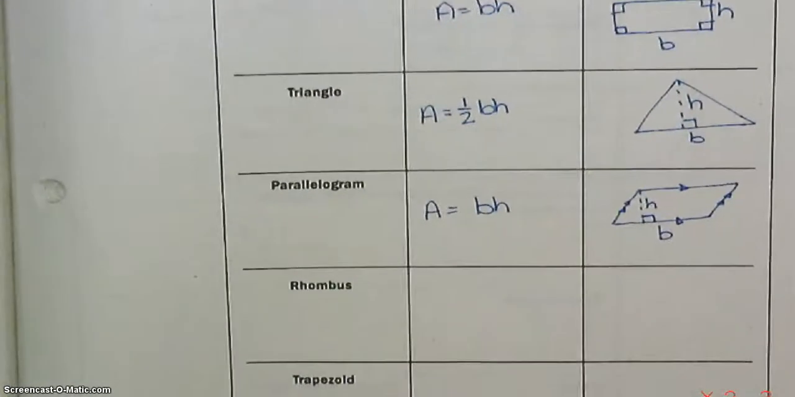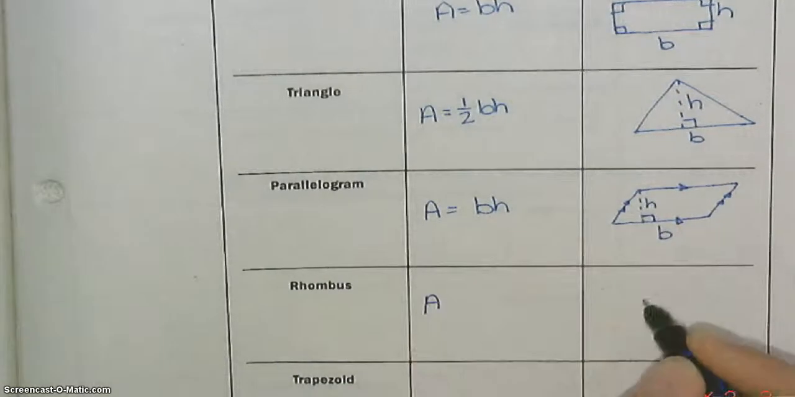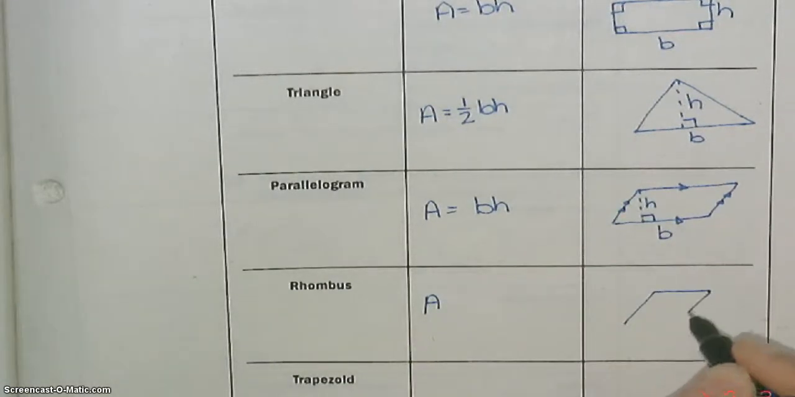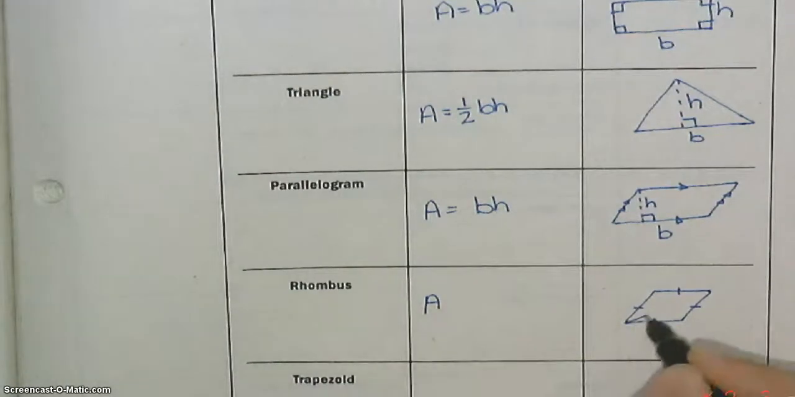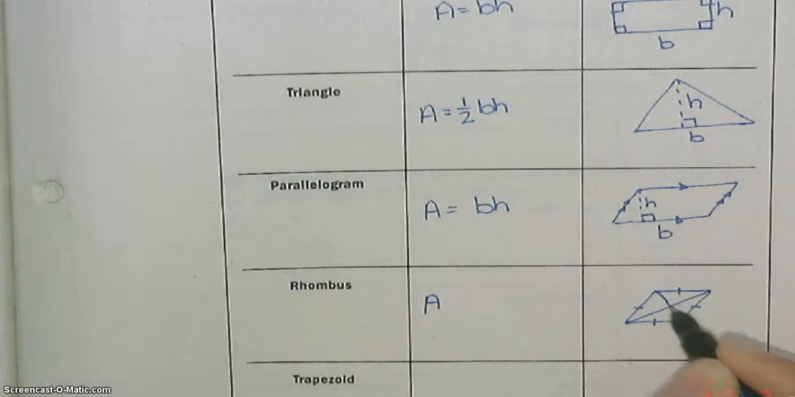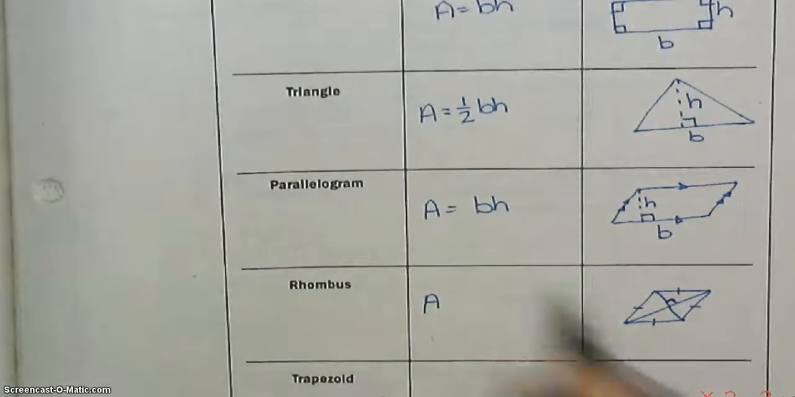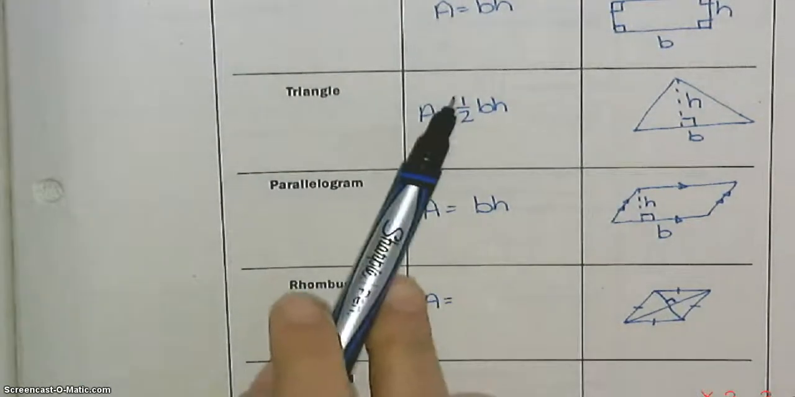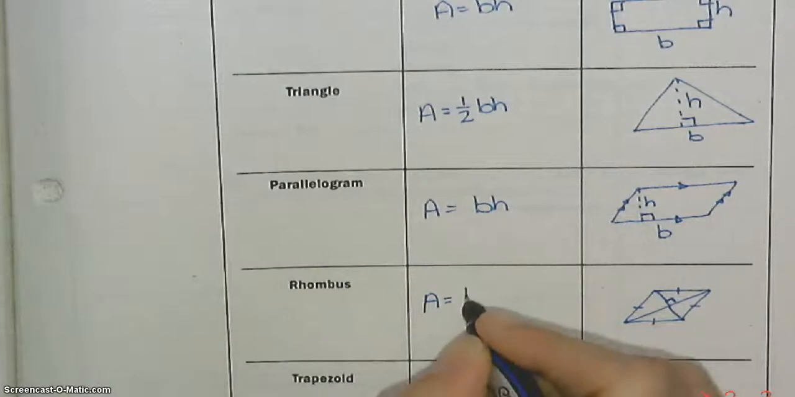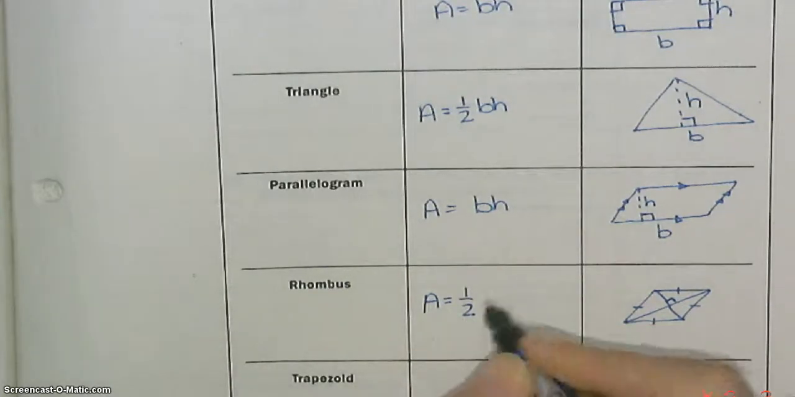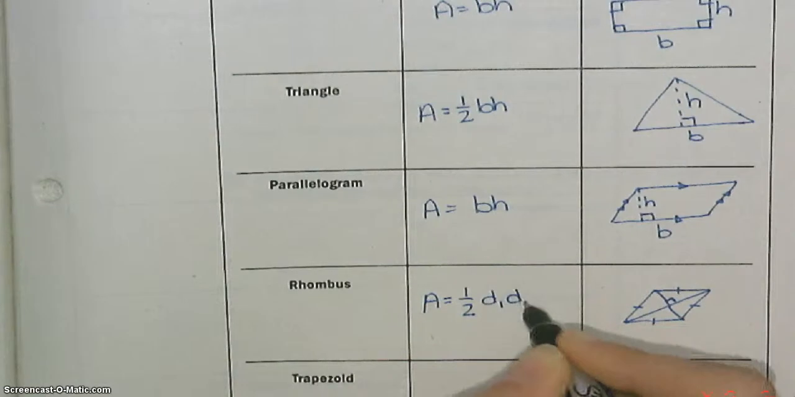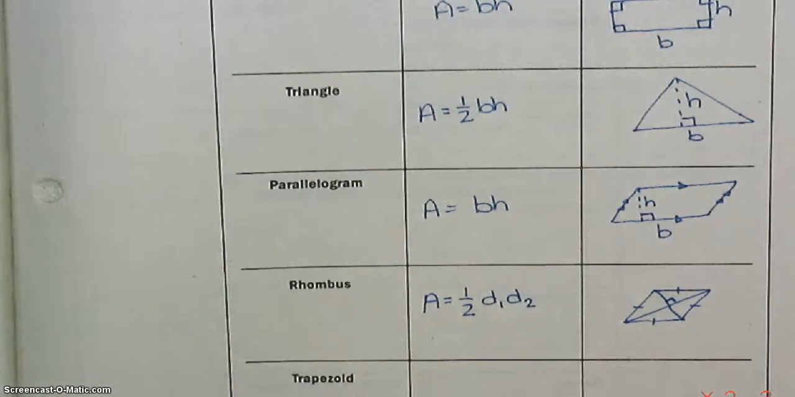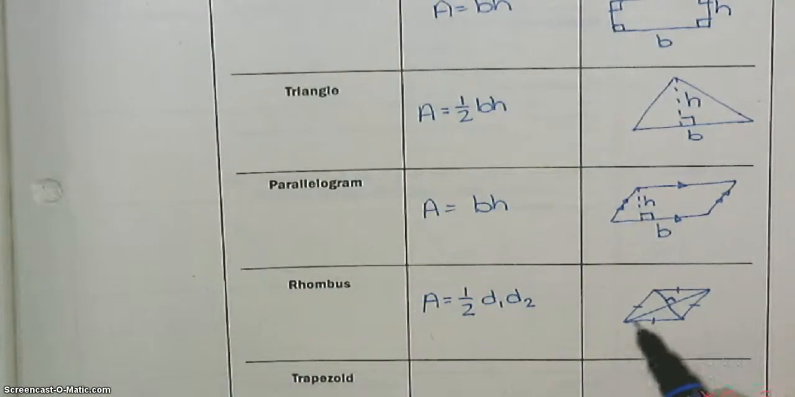A rhombus is made up of a bunch of right triangles, if you remember. So let's draw this rhombus over here. And for a rhombus, they usually put the diagonals in. The diagonals are perpendicular. And so we use very much like the formula for a triangle, because we've got 4 different triangles here. But instead of base and height, we have 1/2 diagonal 1 times diagonal 2. And this is diagonal 1. It doesn't matter which one is which. Just make sure you're multiplying in between there.